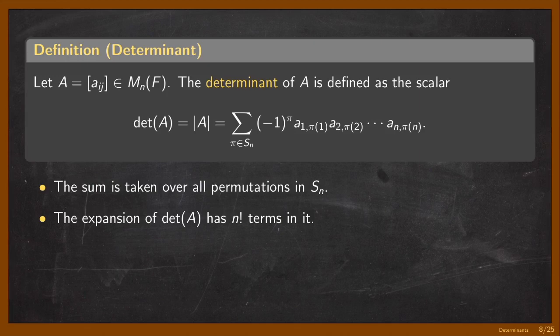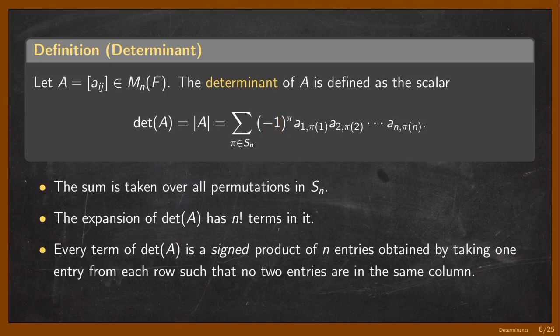Now, the sign of the term will be determined by whether pi is even or odd. If it's even, this is a positive 1. If pi is odd, this is going to be a negative 1. This is why every term of the determinant is a signed product of n entries obtained by taking one entry from each row, such that no two entries are in the same column, as every column number is determined by a permutation in S sub n. Signed, it's either plus or minus, depending on whether the permutation you have selected is even or odd.